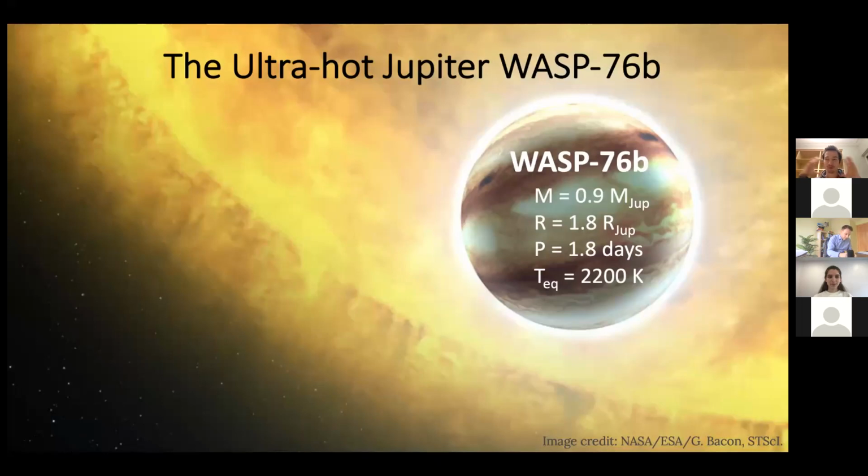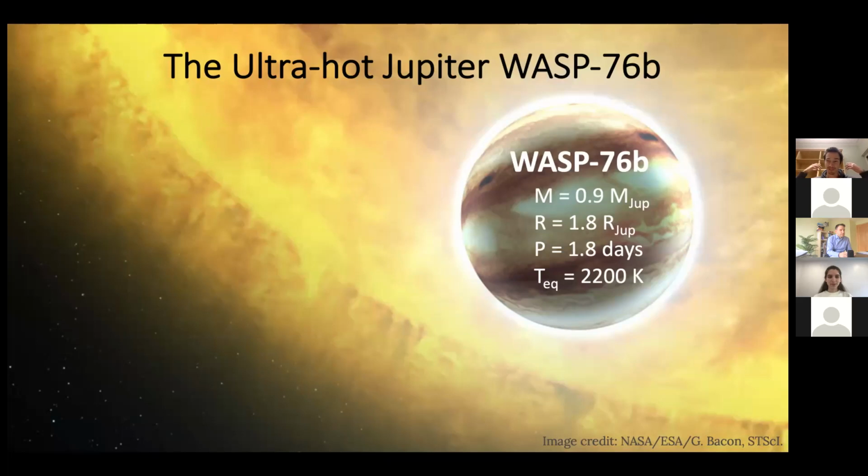WASP-76b is an ultra-hot Jupiter. It's like Jupiter, slightly less massive, but a lot puffier. It has a radius of 1.8 times the radius of Jupiter, so it's around 6 times bigger by volume. And it only has a period of 1.8 days. It's like if you take Jupiter and bring it right next to the sun, it takes 1.8 days to complete a whole orbit, which means the planet will be tidally locked, kind of like the lava planet. It has one side always facing its star and one face never seeing the light of day.